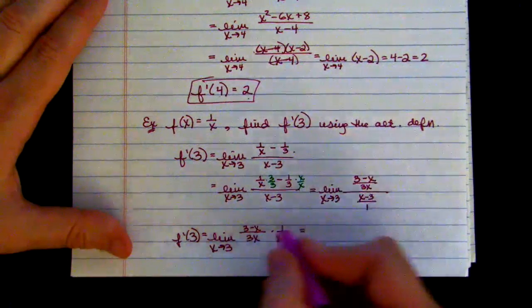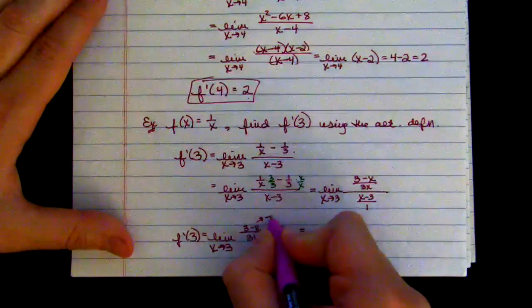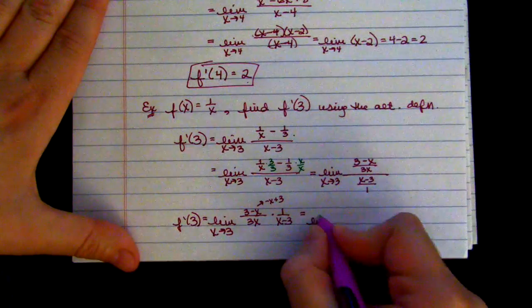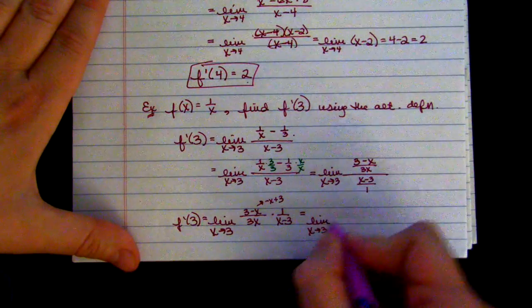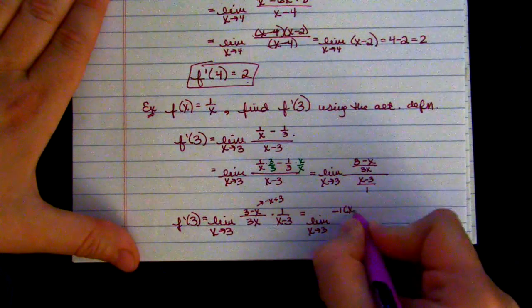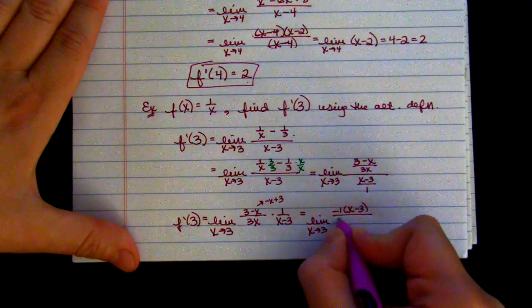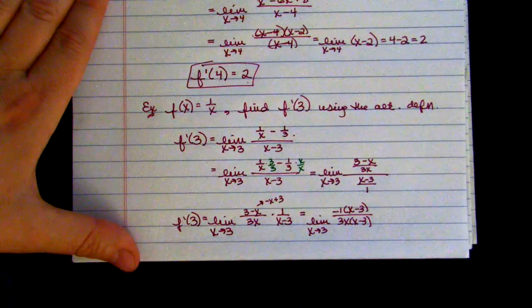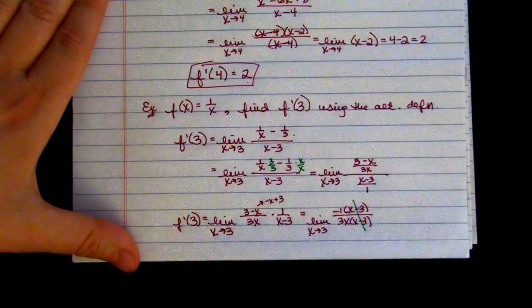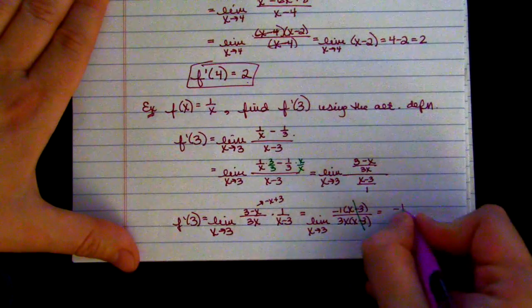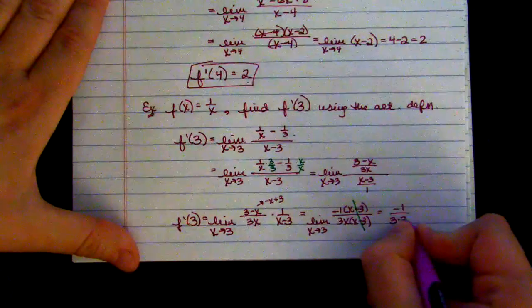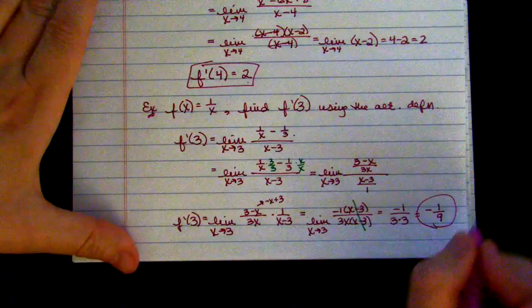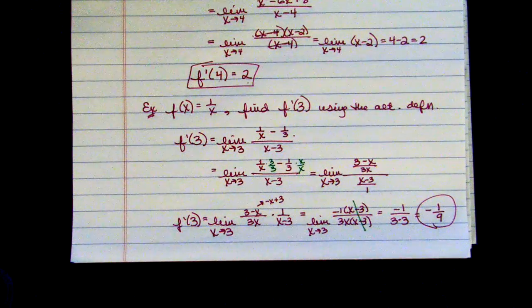I'm going to go put this in standard form. Actually, that's negative x plus 3, so I can then go factor out a negative from that. I've got the limit as x approaches 3 of negative 1 times x minus 3 over 3x times x minus 3. Gone. I'm going to plug in negative 1 over 3 times 3. Please don't tell me negative 1/6. 3 times 3 is 9, and you're going to get negative 1/9 there.